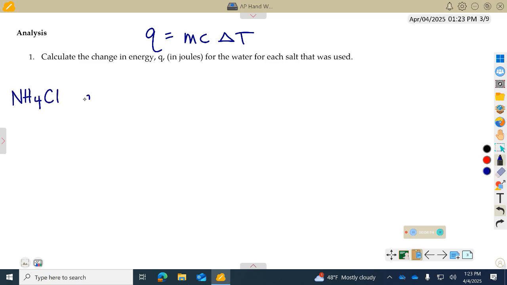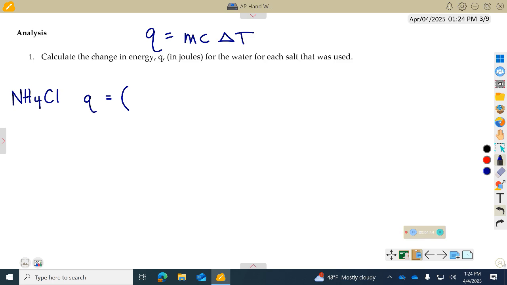chloride first. Q is M, the mass. Now here's where we have to be a little bit careful. In the lecture guide, we were doing a couple practice problems where we had the combination of 2 solutions, and you had to use the final combined mass. So if you mixed 50 milliliters of one and 50 milliliters of another solution, the final combined mass was 100 milliliters or 100 grams.